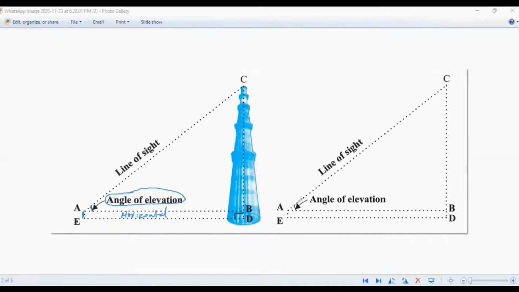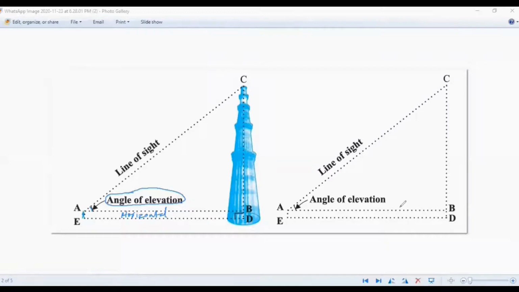Okay, and the angle of elevation is the angle formed between horizontal and line of sight. I hope this is clear. What is ED? ED is the distance from the object. How far is the man, the observer, standing from the object?